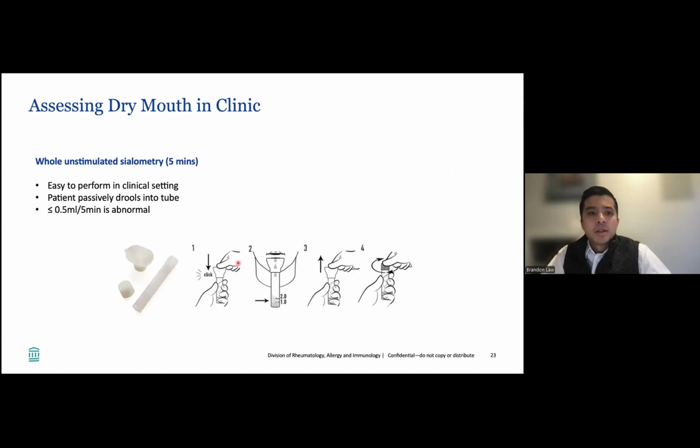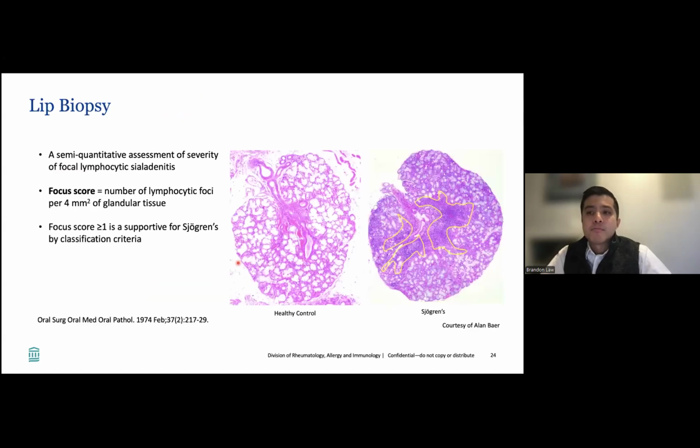Assessing dry mouth is very easy to perform in a clinical setting, and it sounds more fancy than it actually is. It's really like a passive drool test, having a patient drool into a cup and then measuring the amount of saliva being made over a certain period of time. And there are thresholds that we look at to see whether or not there is an abnormal production of saliva. So these are very easy to perform, low risk, cheap tests that could add a lot of information.